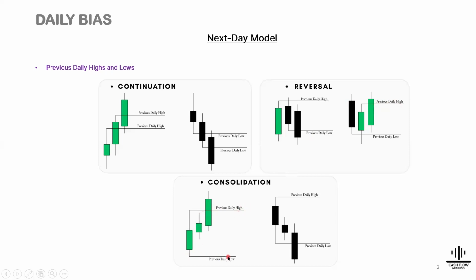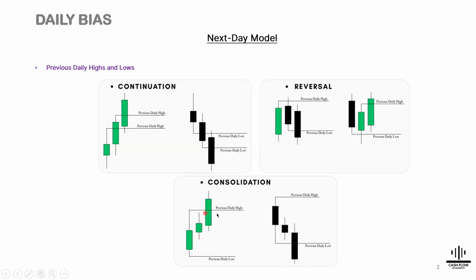Then for a consolidation market, this is when the candle printed neither takes the previous daily high nor the previous daily low. At this moment, you want to wait for price to take either of the previous daily high or the previous daily low before anticipating where price is most likely to go. All right. So you can see here, this candle being printed did not take the previous daily high. Neither did it take the previous daily low. So you want to sit on your hands and wait.